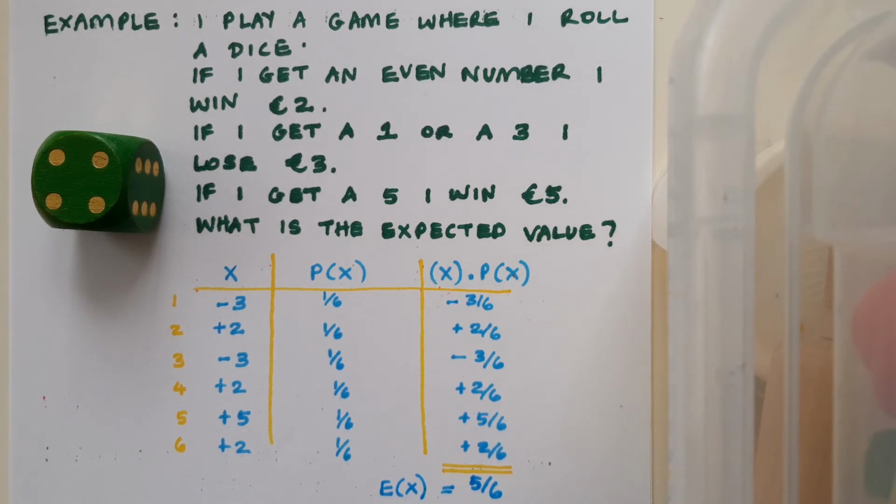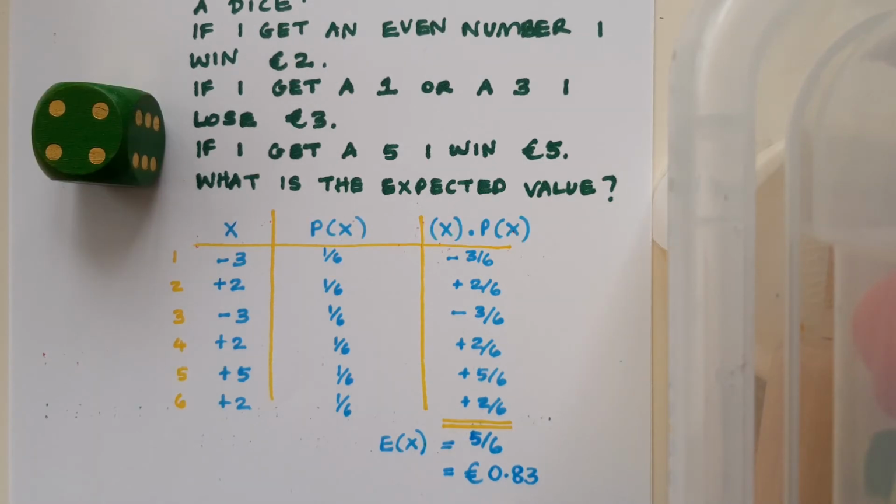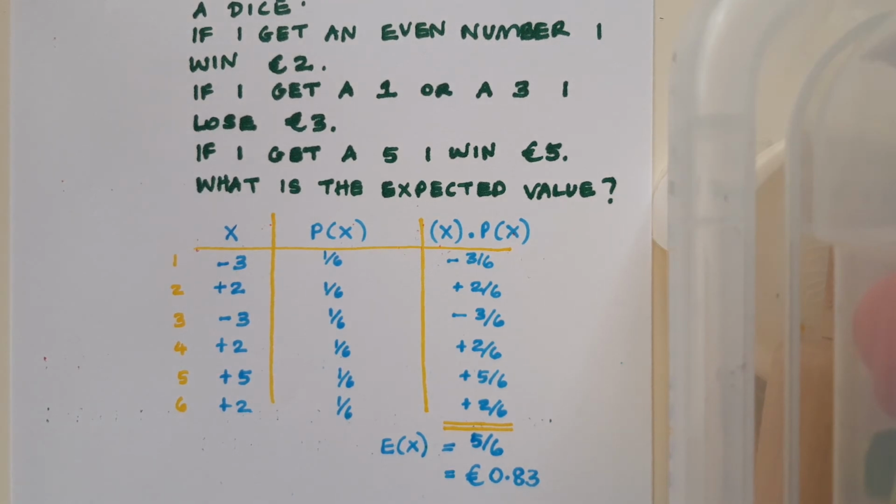Note that it's a positive value, so on average, in the long run, I'd expect to win this much. Note also that it's an amount of money, so I'd never really say 5 over 6 euro. So in this case, I'm going to write this in decimal form and round it to the nearest cent. So my expected value is 0.83. Another way of saying this is that if I was to play this game repeatedly, in the long run, and again, when we say long run probability, we really mean the long run, I'd expect to win on average 0.83 euro.